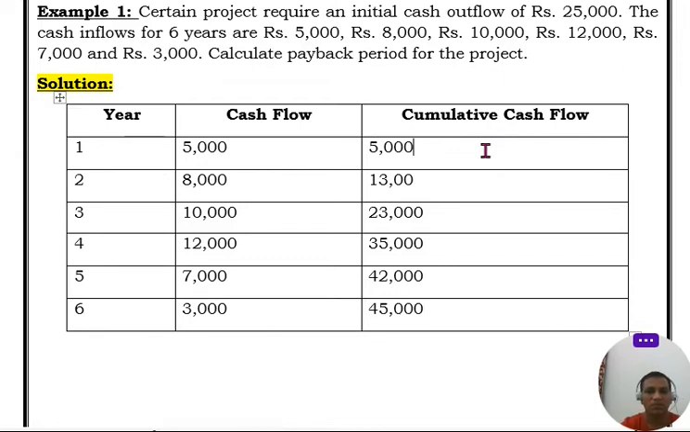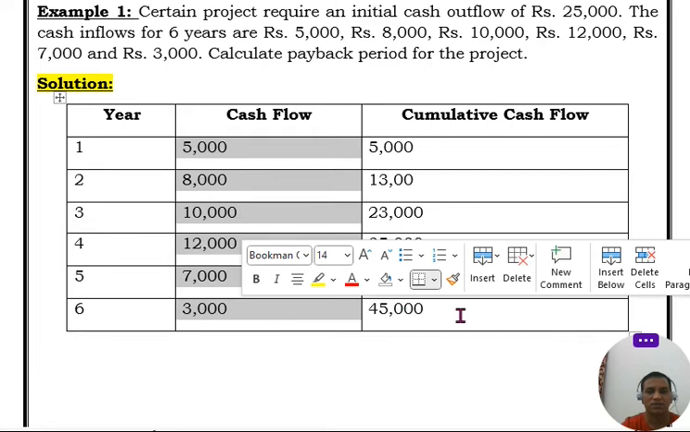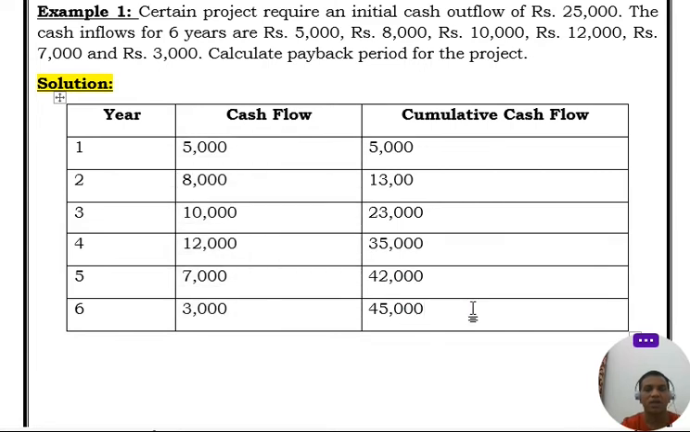So first year means the same first year, second year means first year plus second year. Third year, you have to add the first year, second year and third year, all 3. Fourth year, total of 4 years cash flow. Fifth year, total of 5 years cash flow. Sixth year means total of 6 years cash flows. This is the total. And now let us see what is the cost of the investment.